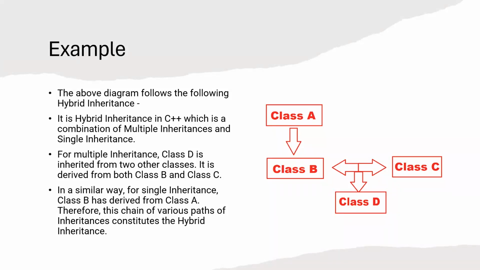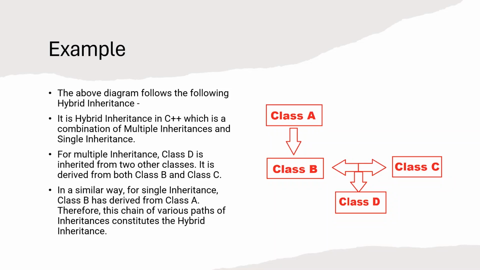Example diagram. In this diagram, we can see how all the inheritances are combined. So, it is hybrid inheritance, which is a combination of multiple inheritance and single inheritance. First, you can recall what single inheritance and multiple inheritance are.